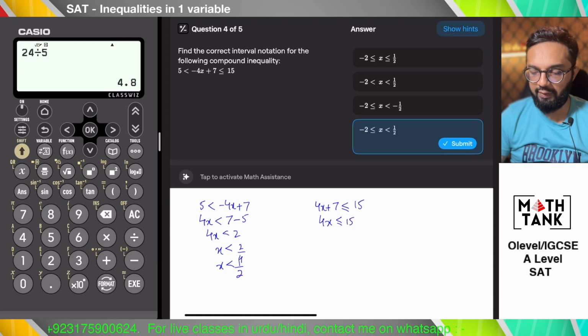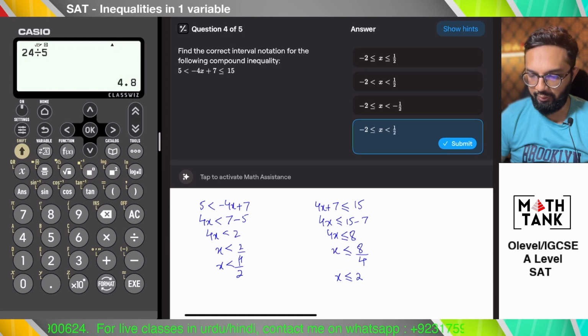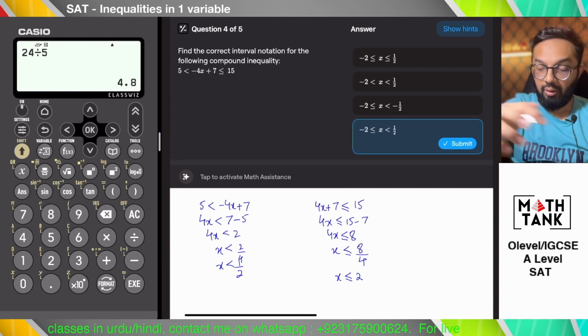4x is less than 15 minus 7. 4x is less than or equal to 8. x is less than or equal to 8 divided by 4. So x is less than or equal to 2. How did I end up with the same sign here? Let me just check. Okay, I've written it wrong.